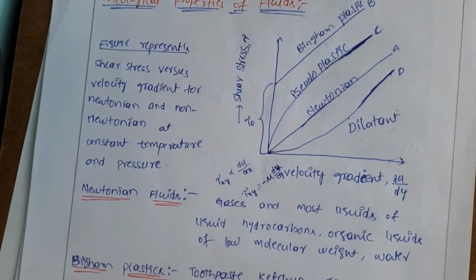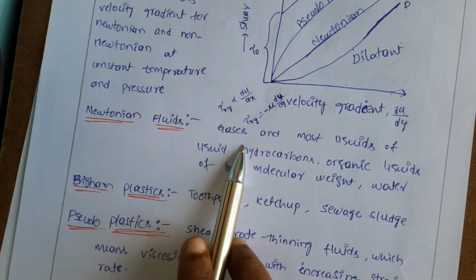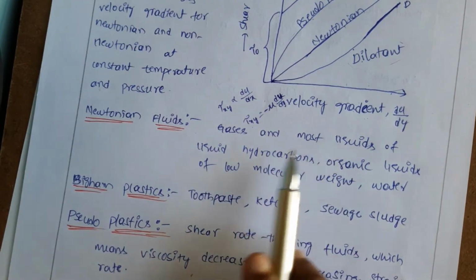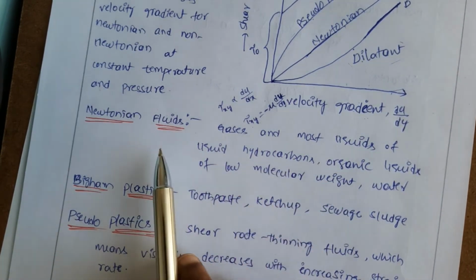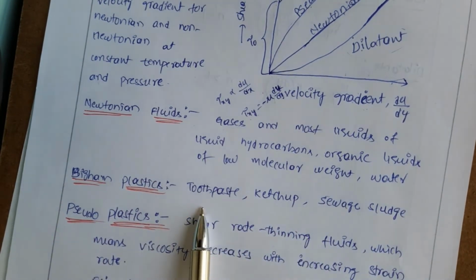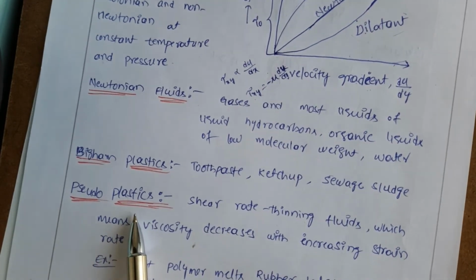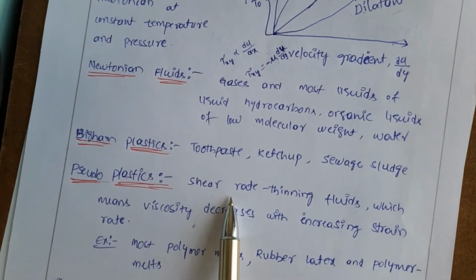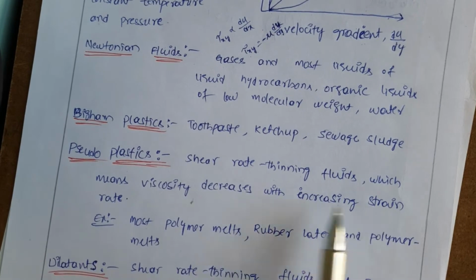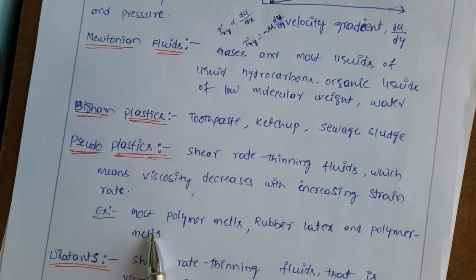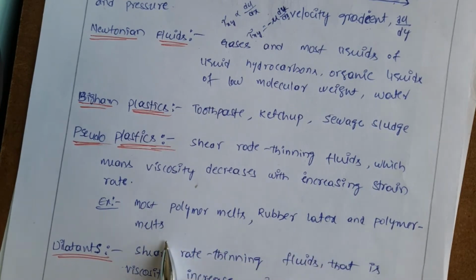Examples of these fluids are given here. For Newtonian fluids: gases, water, most liquid hydrocarbons, and organic liquids of low molecular weight come under Newtonian fluids. The Bingham plastics will be toothpaste, ketchup, sewage sludge. Pseudoplastics are called shear rate thinning, so viscosity decreases with increasing shear rate. The examples are most polymer melts, rubber latex and polymer melts.